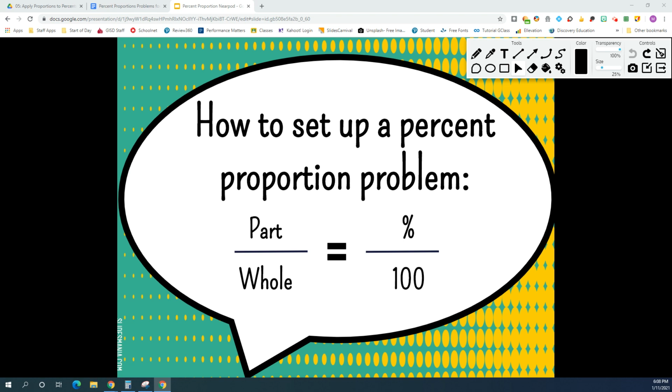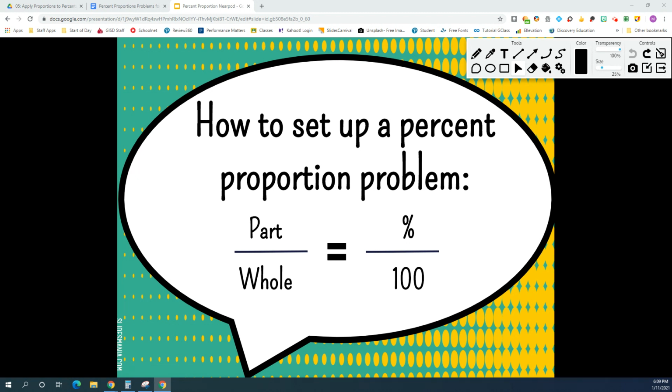Hey guys, in this video, we are going to learn what a percent proportion is, how to set one up, and how to solve it. A percent proportion is really just an equivalent ratio that has a percent in it. We've already solved equivalent ratios before by finding out a multiplier between the two numbers or dividing by a number to figure out a missing piece. And it's the same concept here.